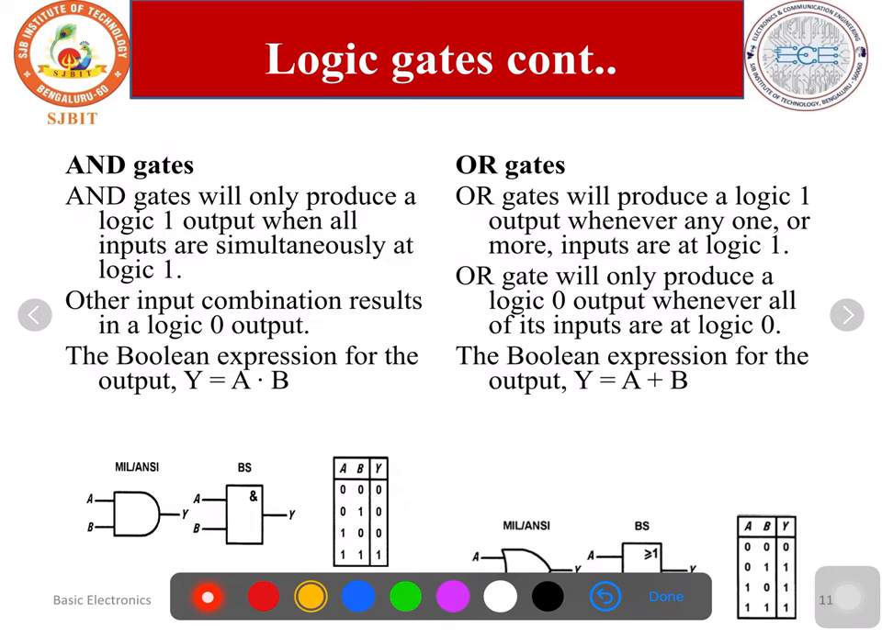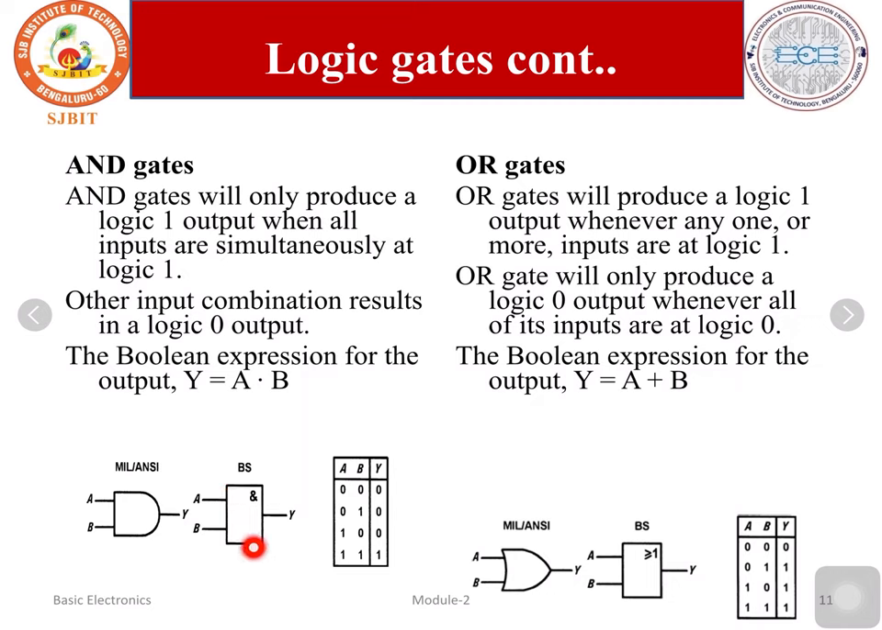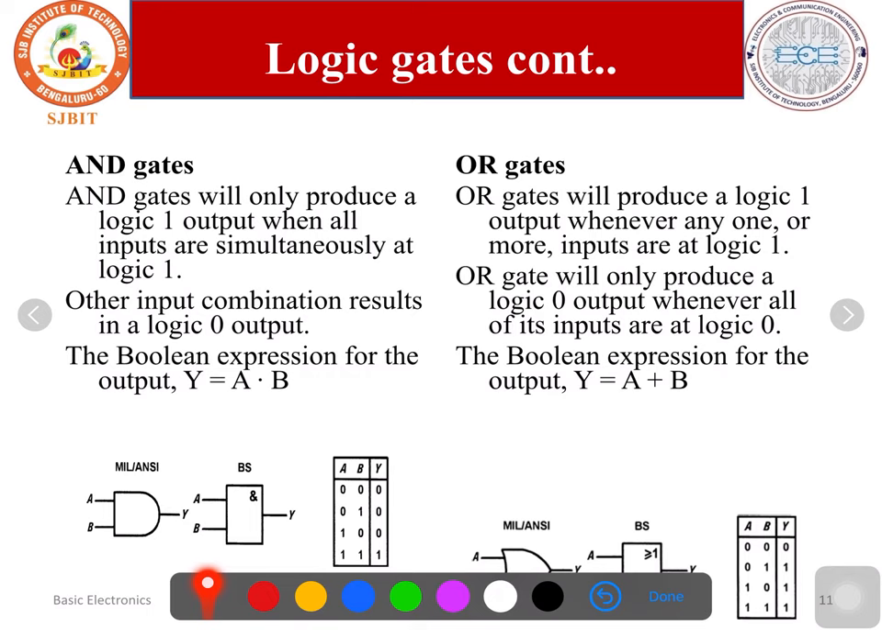Now let us move on to the AND gate. And the meaning here, it is AND. You know the English meaning of AND. The symbol of the AND gate is this, and this is the British symbol. I prefer this symbol. Then the truth table.